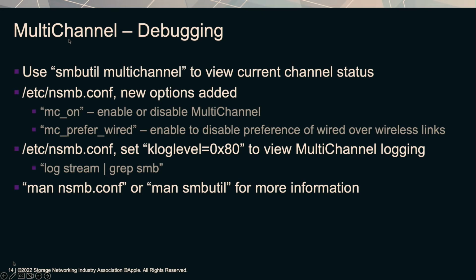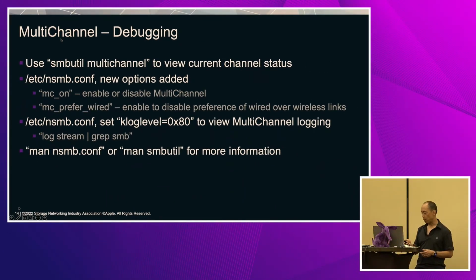Added a new log level so that you can actually view all the multi-channel logging. You would actually see events saying, you know, connecting to this, starting trials for this, this channel was found, stuff like that. Again, you can man nsmb.conf or man SMB util for more information.